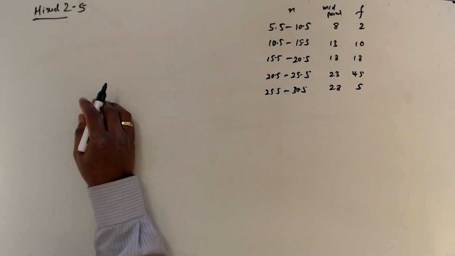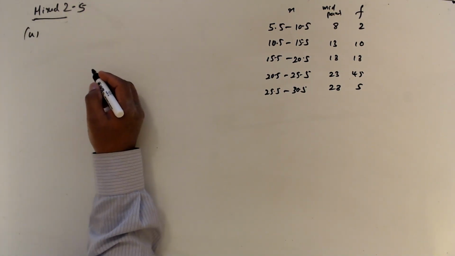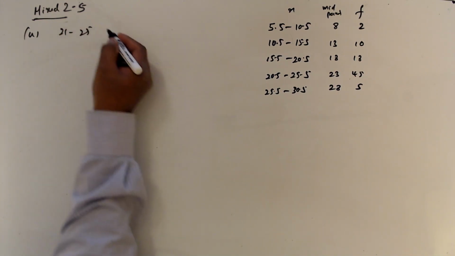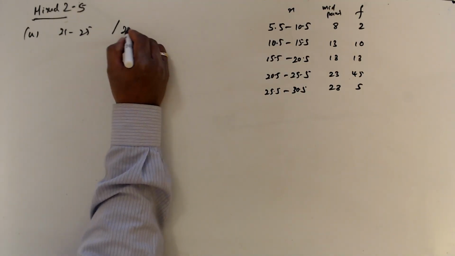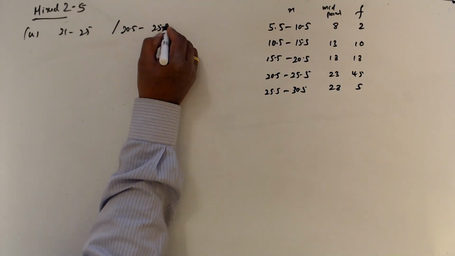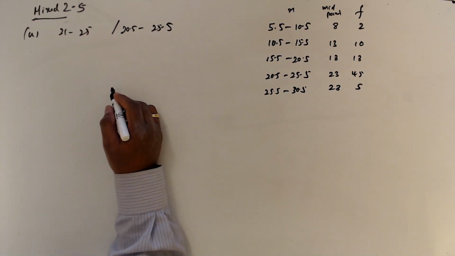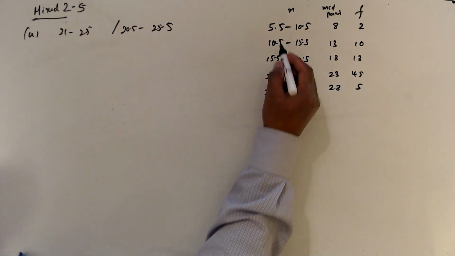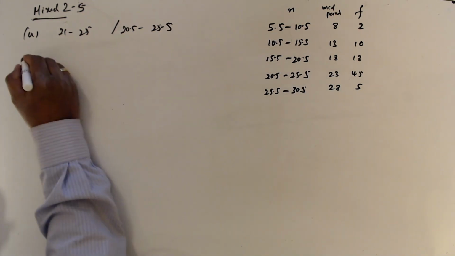Question number 5. The first question is write down the modal class of the lifetime of the battery. We can see that the modal class is 21 to 25, or if you work with this form, it's going to be 20.5 to 25.5. Both are right because I turned the data for the interpolation and I found the midpoint and frequency.